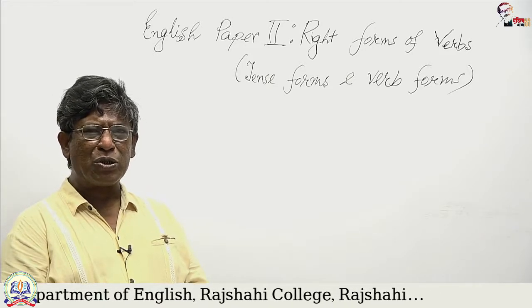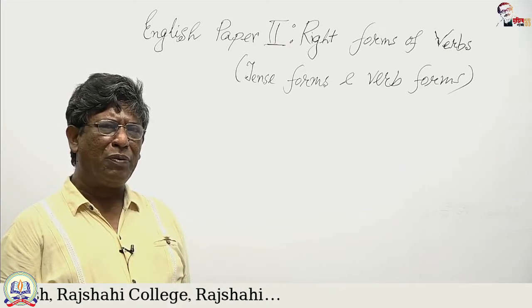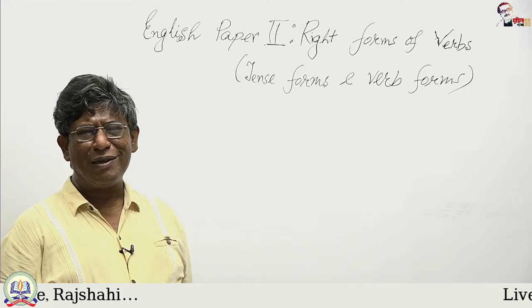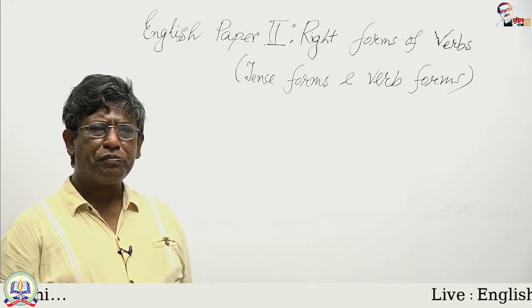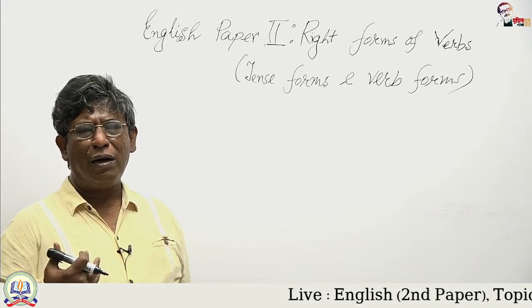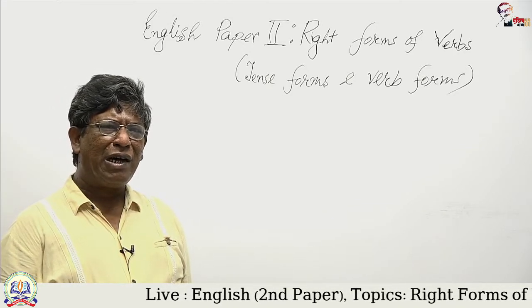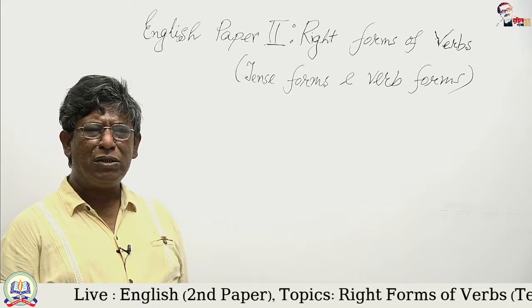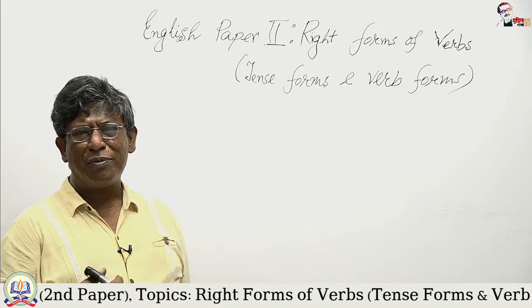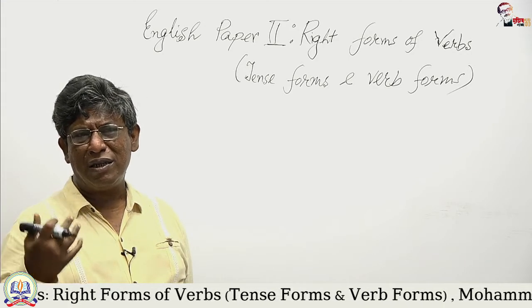In a previous class, while discussing the non-finite verbs, I told you how the non-finite verbs like present participles, past participles, and infinitives are used in English sentences to determine a secondary function in a clause or in a sentence. Today, I will discuss the methods by which you will be able to determine the right form of verbs and the right form of tenses of the verbs and the verb forms.